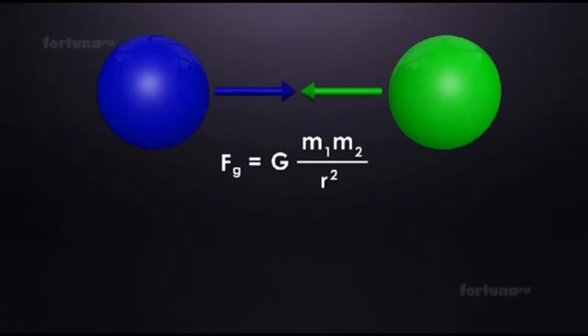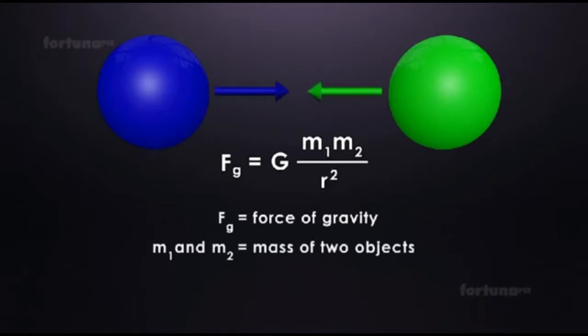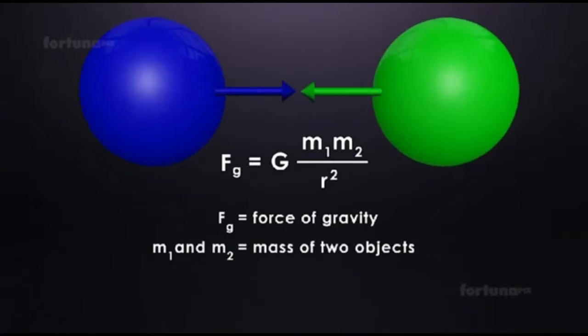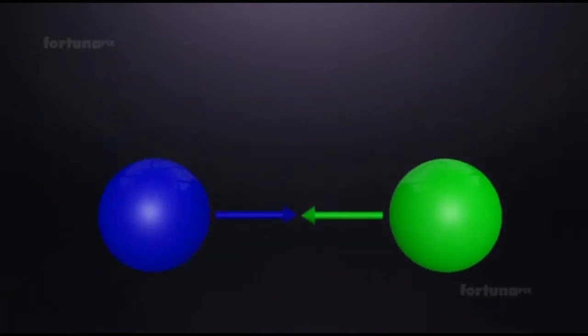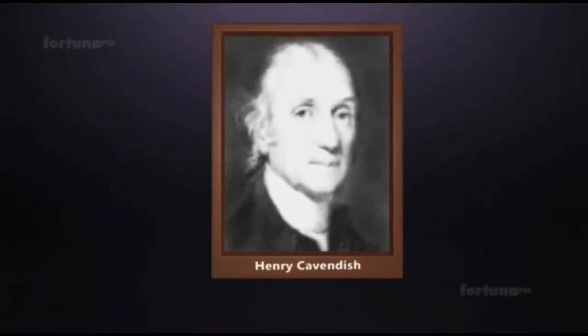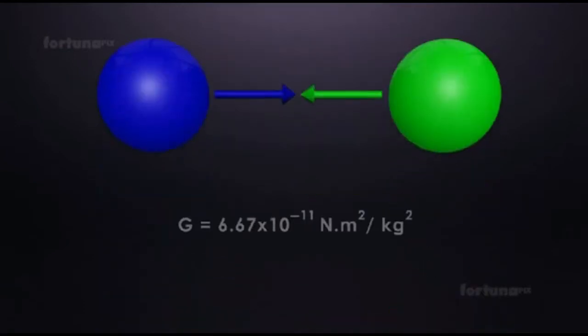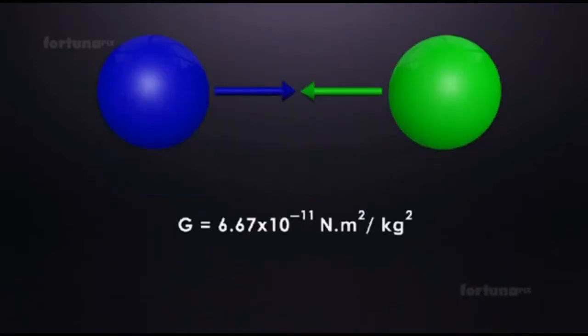Fg is equal to G multiplied by m1 multiplied by m2, whole divided by r squared, where Fg is the force of gravity between two objects of mass m1 and m2. r is the distance between the centers of the two masses, and G is the gravitational constant. The value of G was determined by scientist Henry Cavendish as G is equal to 6.67 times 10 to the power minus 11 meter squared per kilogram squared.